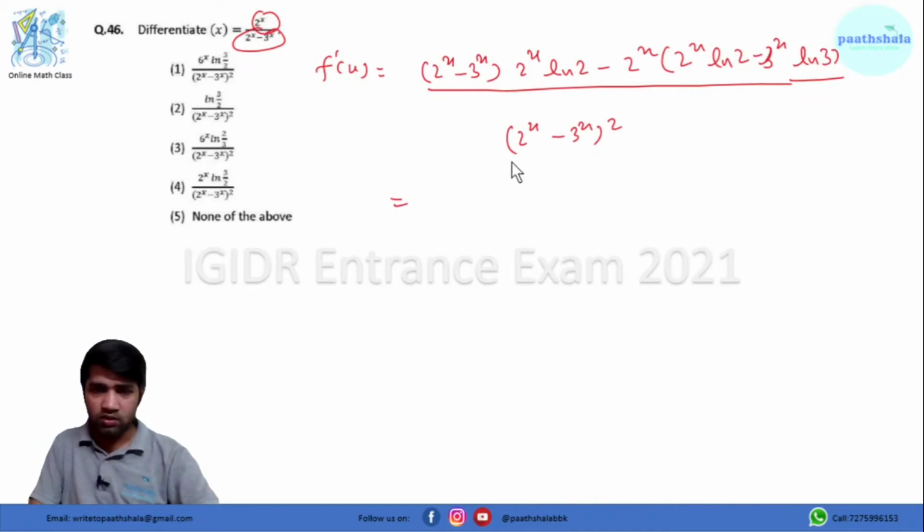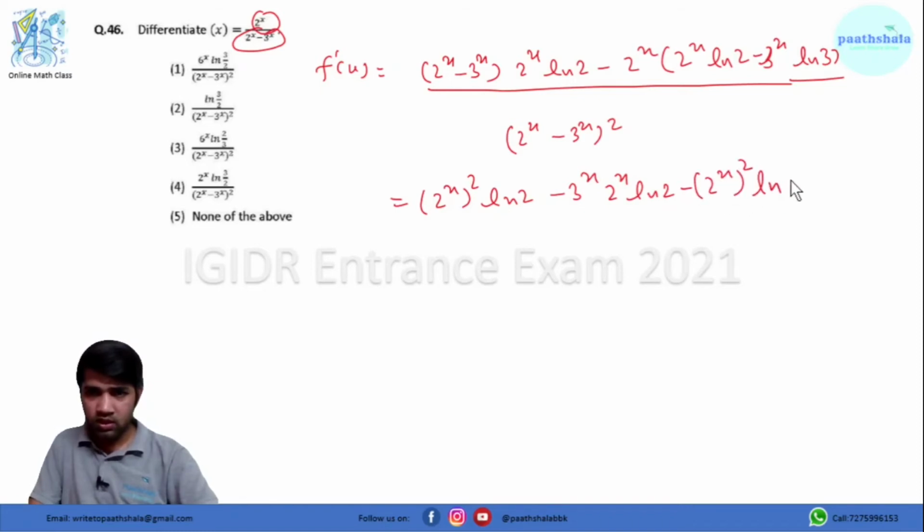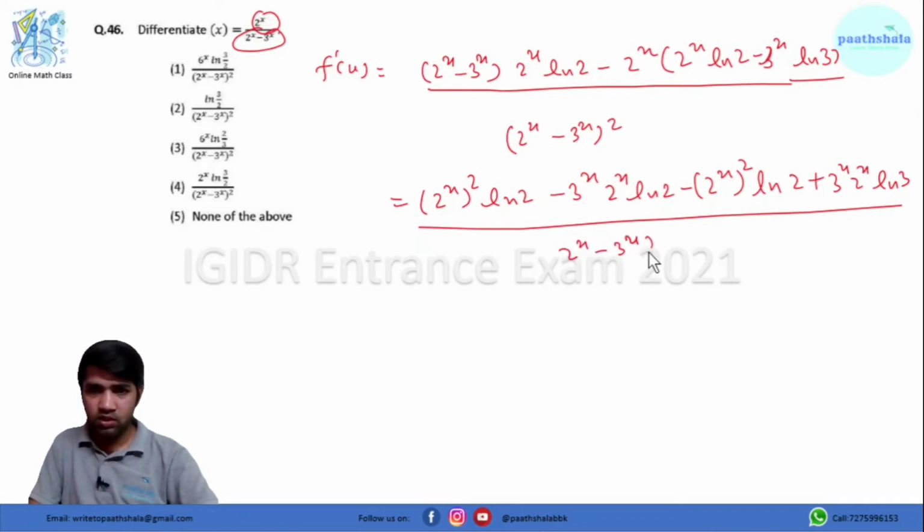So now let's solve it further. So when you solve it further, you will get (2^x) whole square ln 2 minus 3^x 2^x ln 2 minus (2^x) whole square ln 2 minus minus plus 3^x 2^x ln 3, whole divided by (2^x minus 3^x) whole square. So you can see that these two terms are same, so this will get cancelled out. Now you can take 2^x and 3^x as common, so you will get ln 3 minus ln 2.